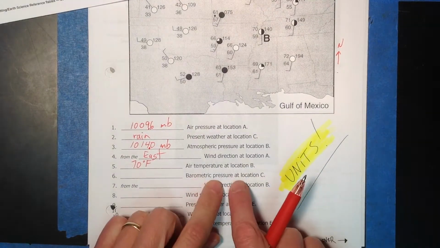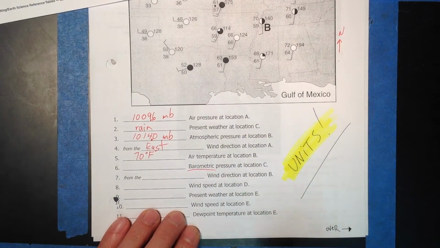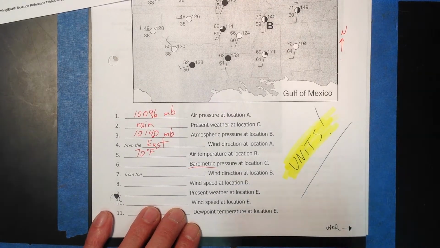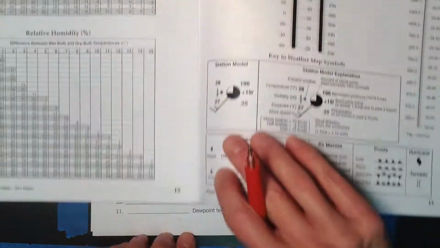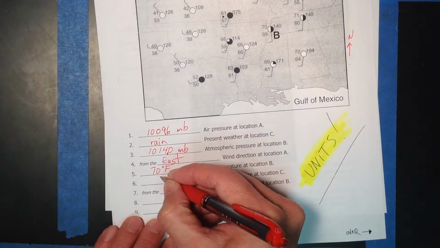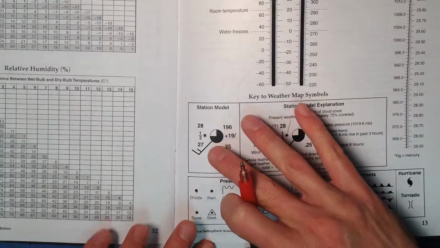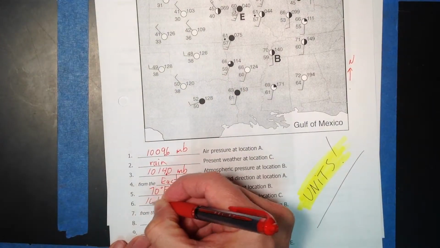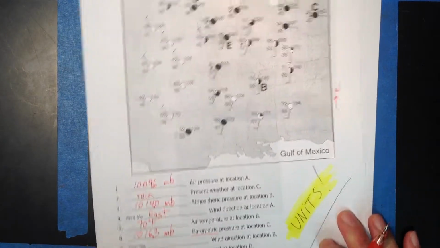Okay, 6. Barometric pressure. Air pressure, atmospheric pressure, barometric pressure are all the same thing. A barometer measures air pressure. That's the tool. Barometric pressure, know that. At C. So C is right here. 163, I'm going to write that down. And then using this as a guide, again, that is below 500. You are adding a 10. If it was above, we'd add a 9. I add a 10, and then a decimal point here. And that is millibars. That's key.